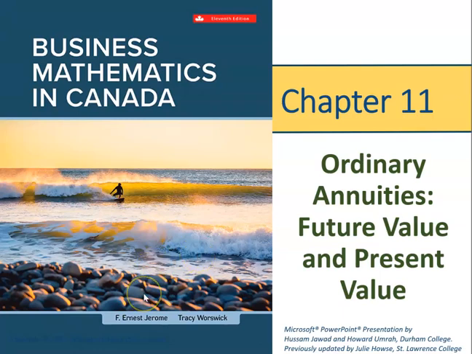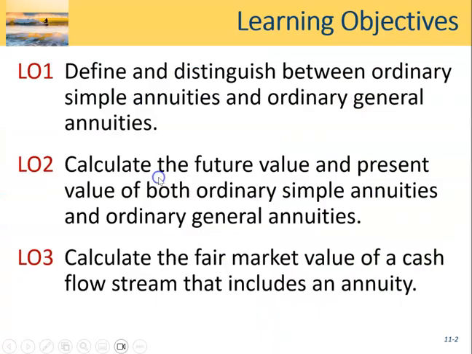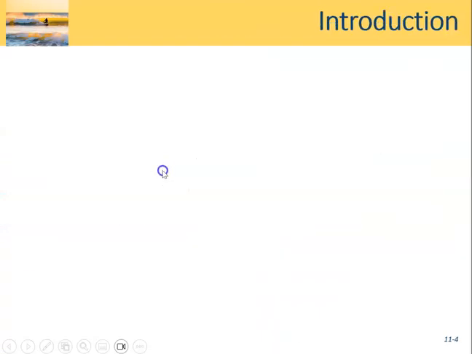Hey everyone. Okay, so chapter 11, ordinary annuities, both the future value and the present value is what we're going to start calculating. All right, let's find out what an annuity is.